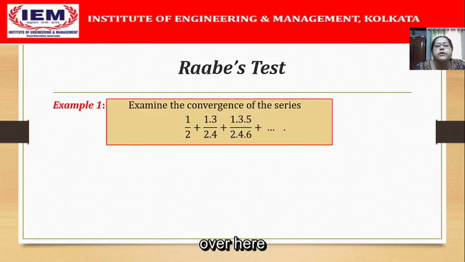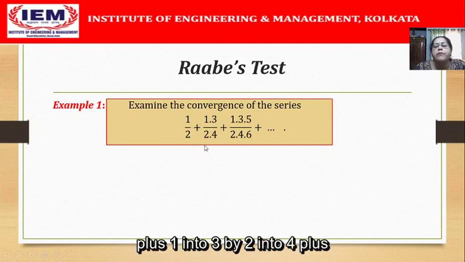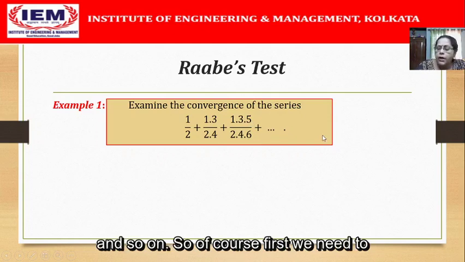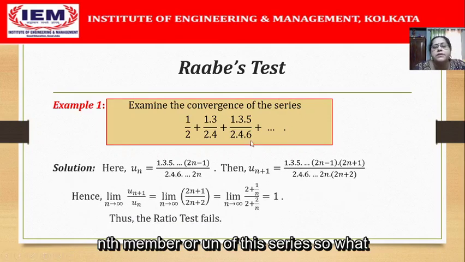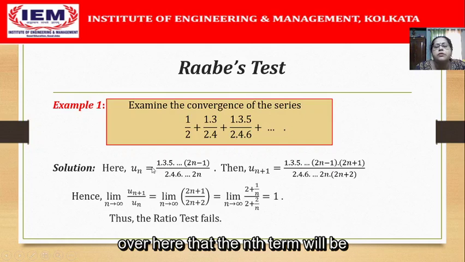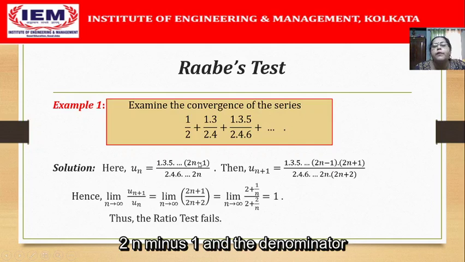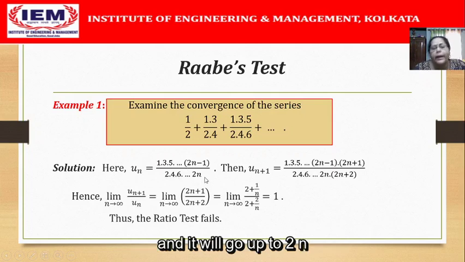So the first one over here, examine the convergence of the series 1 by 2 plus 1 into 3 by 2 into 4 plus 1 into 3 into 5 by 2 into 4 into 6 and so on. So of course first we need to write down the nth member or un of this series. So what is that? We can easily observe from these terms over here that the nth term will be product of 1, 3, 5, and it goes up to 2n minus 1. And the denominator, the even factors basically 2, 4, 6, and it will go up to 2n.